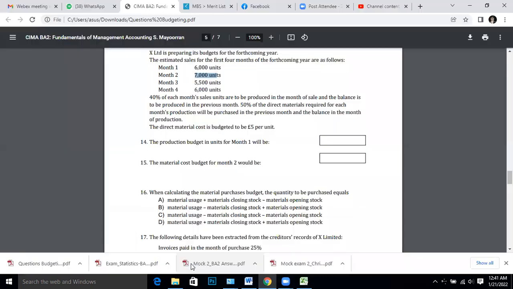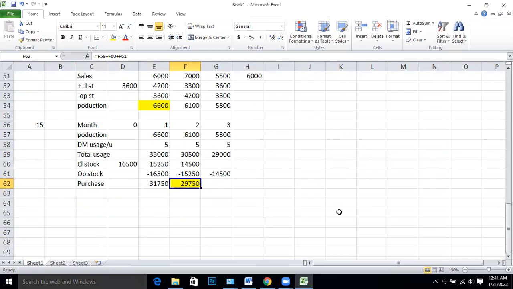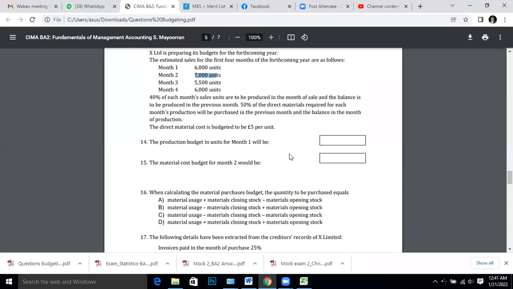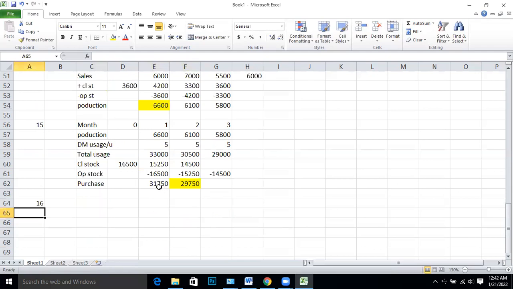Which month did they ask? They asked for month 2. 29,750 is the right answer. Check all this. When calculating the material purchases budget, quantity to be purchased is usage plus closing stock minus opening stock. First answer itself is right.